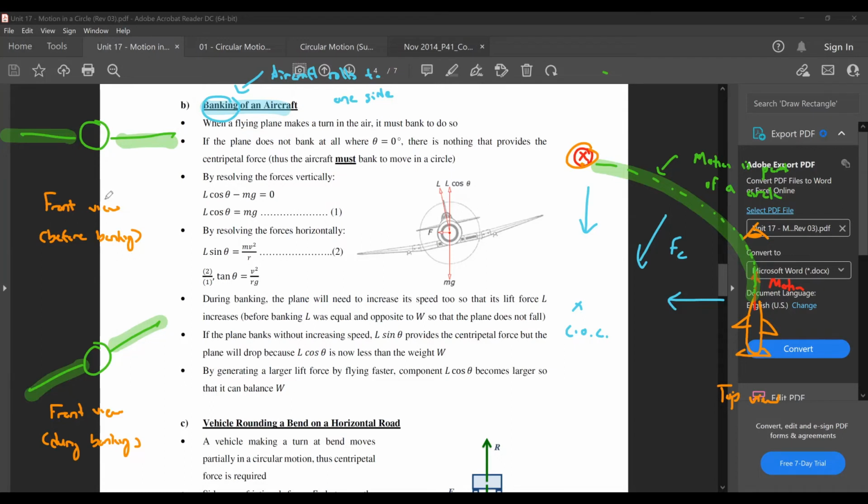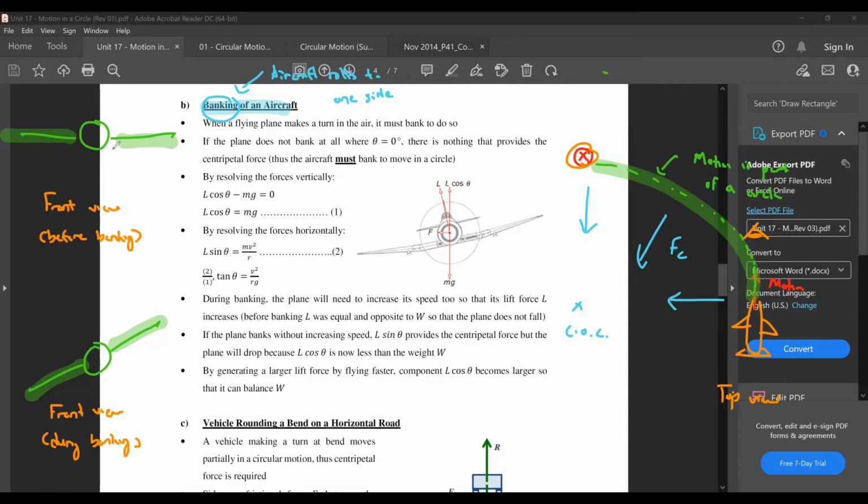Now, it is important to note that when your aircraft is flying, your wings will generate lift. The reason why your aircraft can fly is because the wings are generating lift to lift your aircraft up. And your lift is always perpendicular to your wingspan.